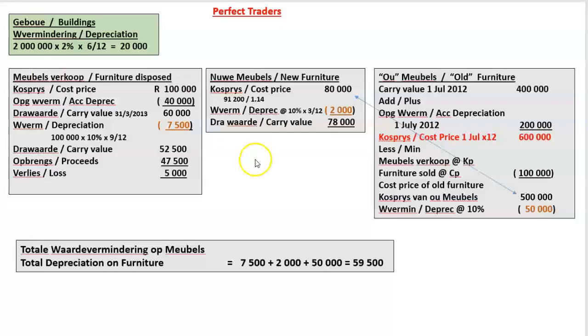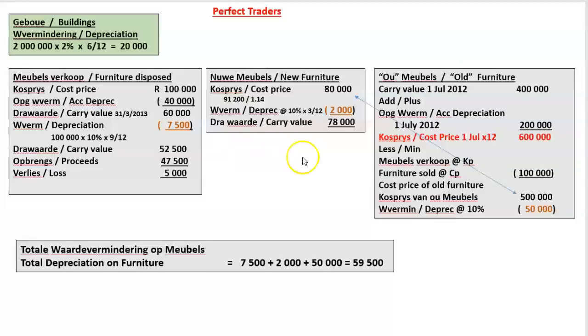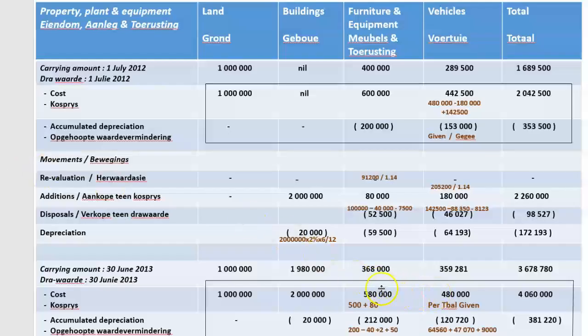We go back here, 7,500 plus 2,000 plus 50,000, in total 59,500. Our cost price of furniture at the end of the year would have been our new furniture of 80,000 plus the cost price of furniture still on hand at the end of the year of 500,000. So in total, 580,000.